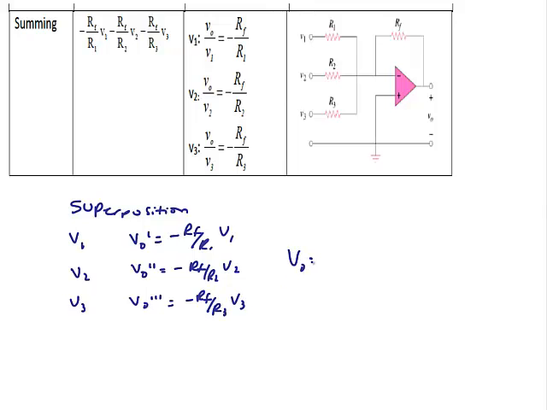So the output for the summing amplifier would be negative the quantity RF over R1 V1 plus RF over R2 V2 plus RF over R3 V3. So this is actually a weighted sum because the gains for RF over R1, RF over R2, and RF over R3 don't necessarily have to be 1, and they don't have to be the same. And it inverts because of the negative sign.